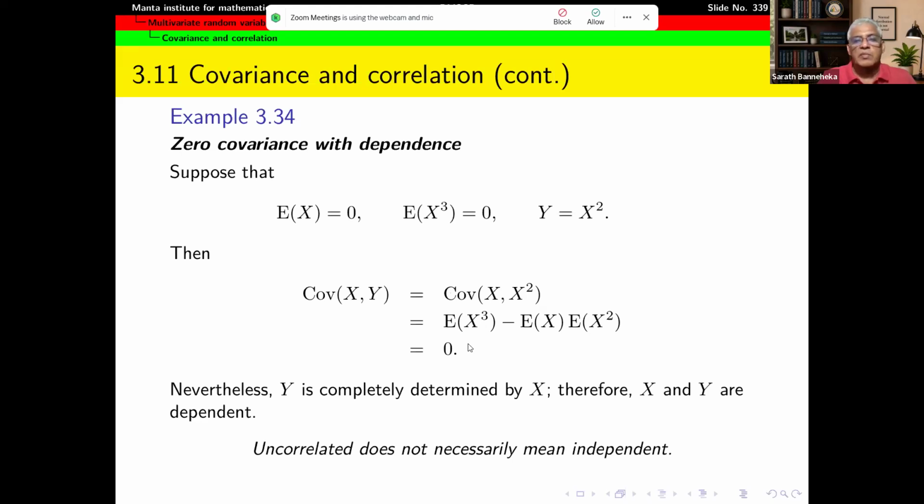So covariance is 0. But you can see they are not independent very clearly because y is equal to x square. Right? So therefore, these are clearly dependent. Y and x are clearly dependent random variables. So that is an example. Therefore, uncorrelated does not necessarily mean independent. They are, in this case, dependent, but the covariance in this case is 0.